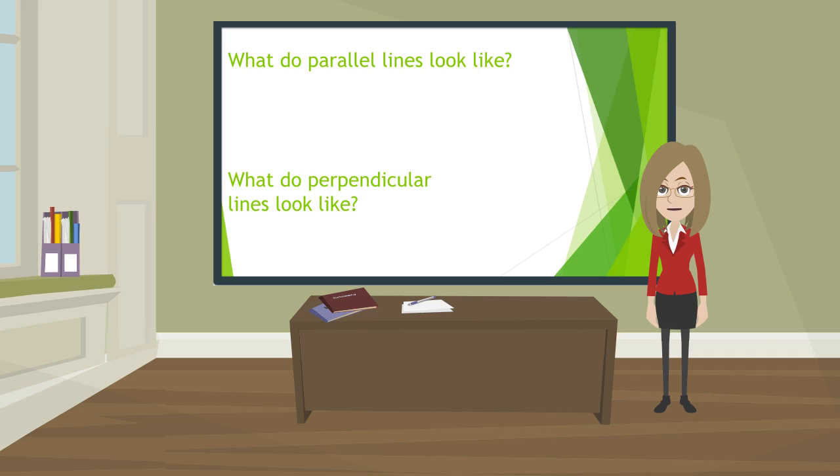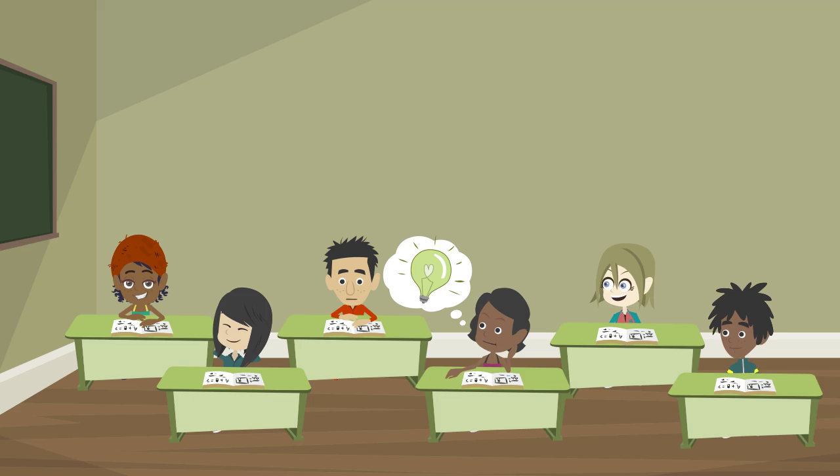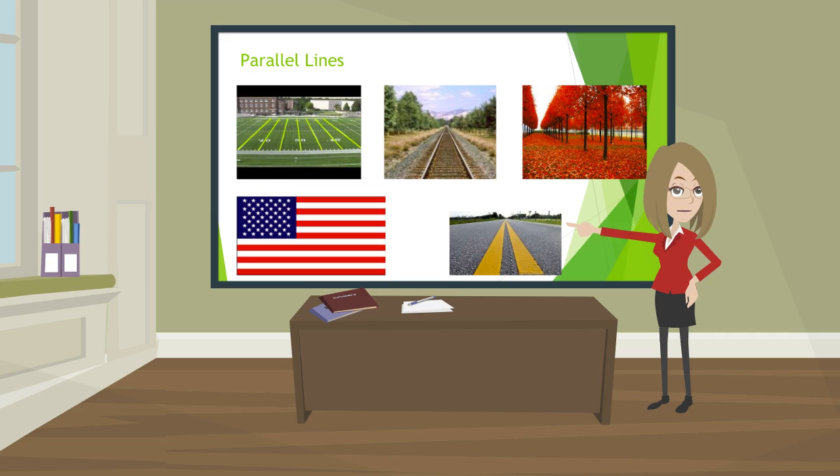What do parallel lines look like? They never cross. They go on forever. They run side by side. These are all great thoughts. Look at these examples of parallel lines. I agree that they are side by side, go on forever, and never cross.